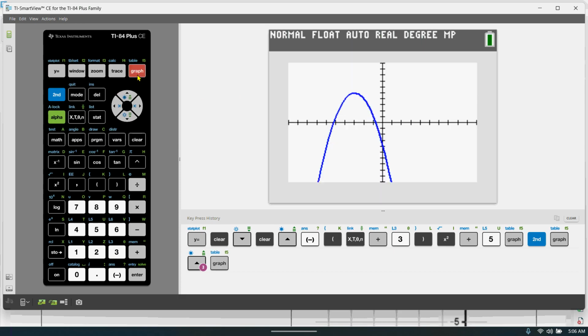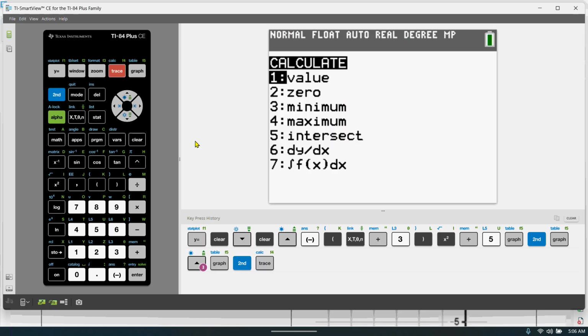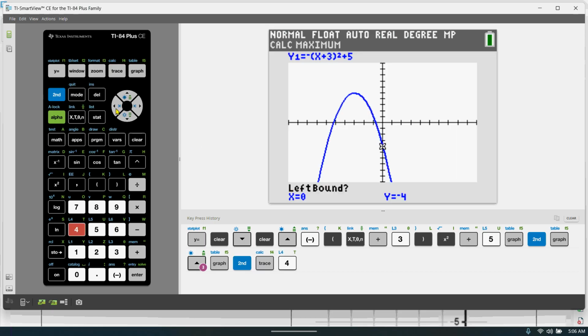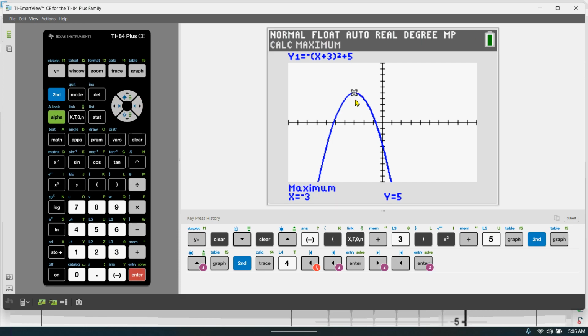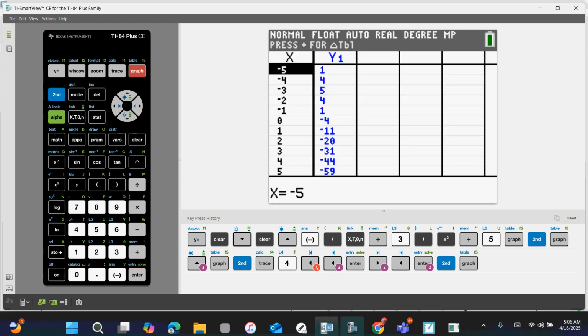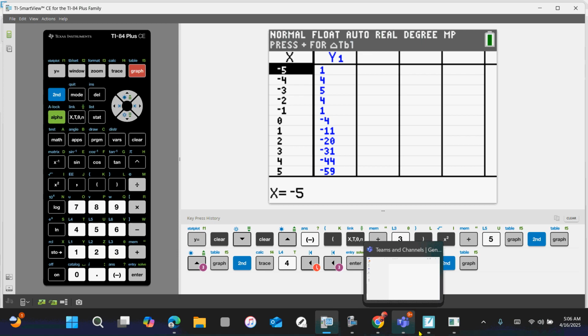But like I was going to say, if you forgot, you could always do second trace, and this has a max, which is number 4. And this is when we move, this is left bound, we have to move the cursor to the left of the parabola, and then move the cursor to the right, and hit enter, and then enter again, and there's our max. It's at -3, 5.